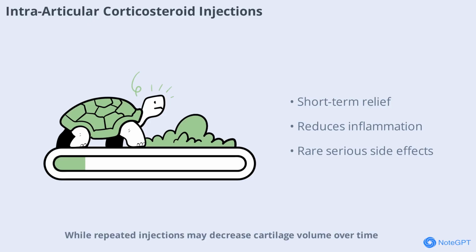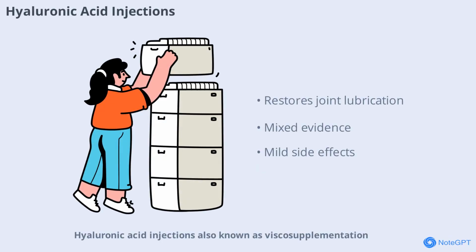While repeated injections may decrease cartilage volume over time, serious adverse events are rare. The decision to use corticosteroids should be individualized, considering both benefits and potential risks. Hyaluronic acid injections, also known as viscosupplementation, aim to restore lubrication and cushioning in the knee joint.